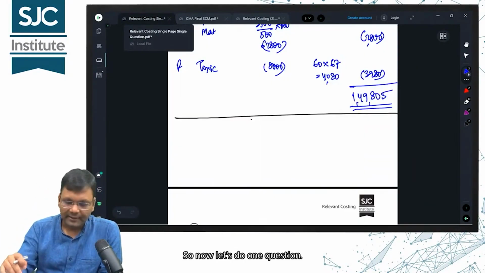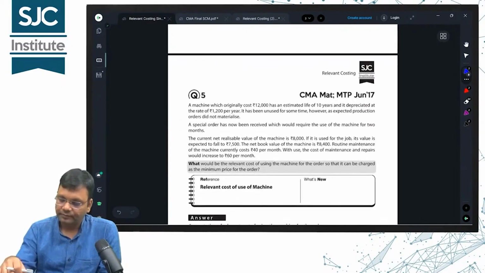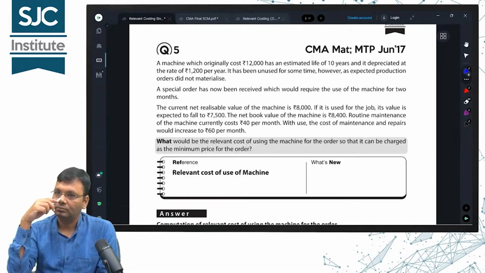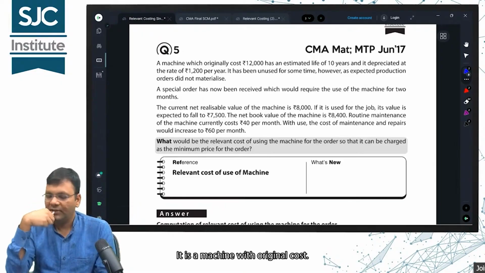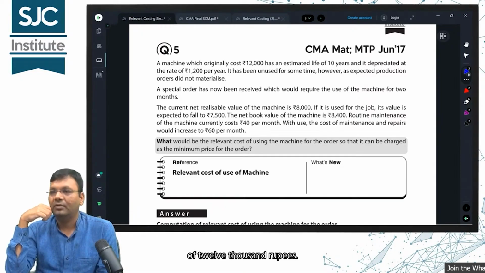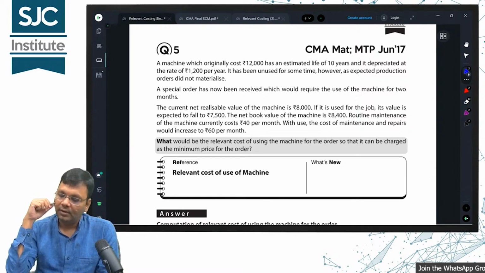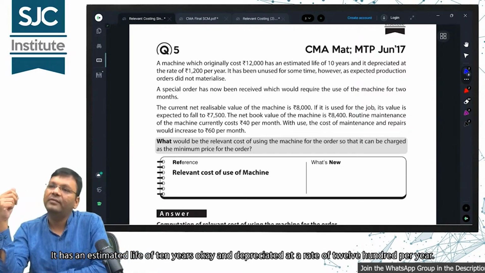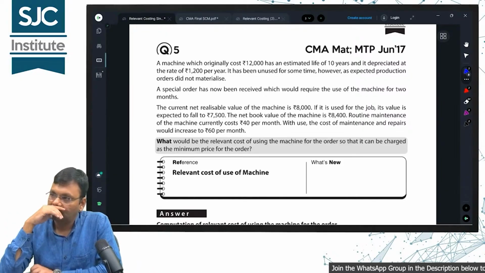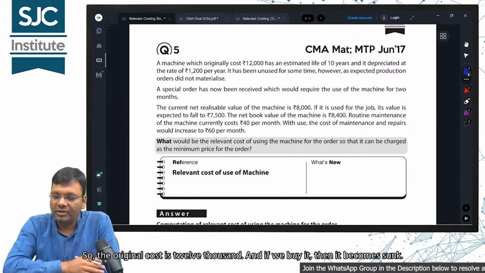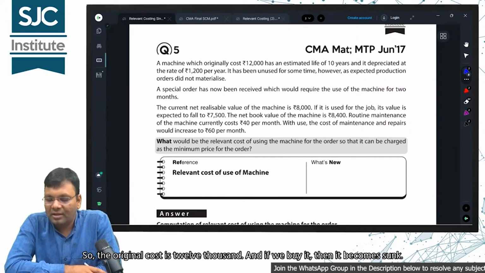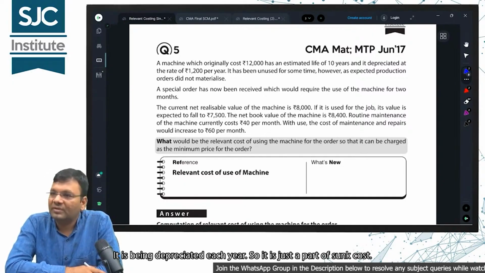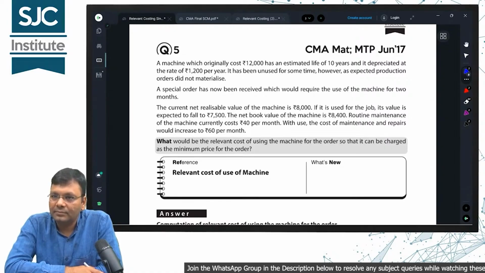So now let's do one question. Question number 5. It is a machine with original cost of 12,000 rupees. It has an estimated life of 10 years, okay? And depreciated at a rate of 1200 per year. So the original cost is 12,000. And if we buy it, then it becomes sunk. It is being depreciated each year. So it is just a part of sunk cost.